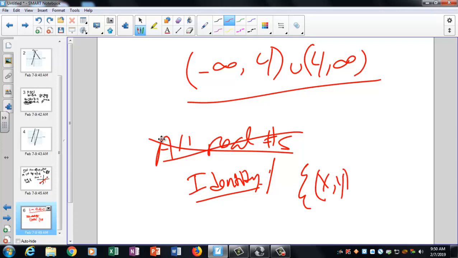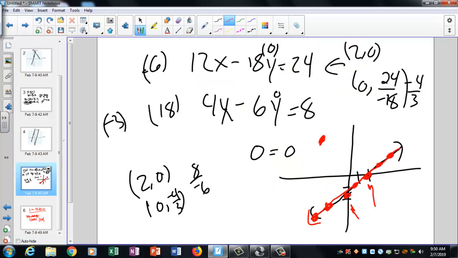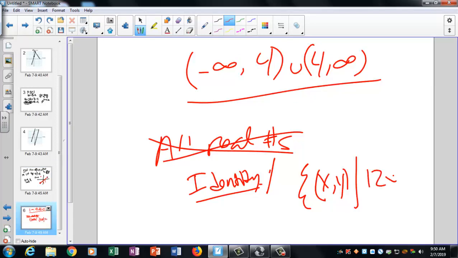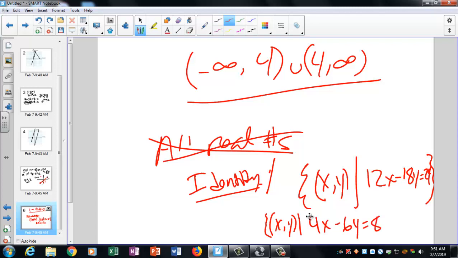All ordered pairs (x, y) such that 12x minus 18y is equal to 24. This is the way the book does it. All ordered pairs (x, y) such that 12x minus 18y equals 24. This is the way the book will do it. Students will ask, is there a different answer? Sure. All ordered pairs (x, y) such that 4x minus 6y is equal to 8. That isn't a whole lot better.